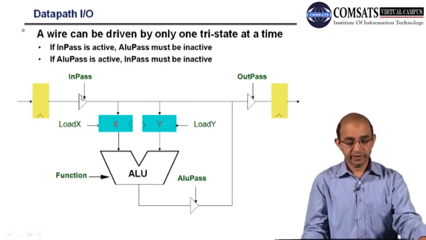Whenever this is active, we have data available and this is connected, so this storage element can float its data over this line. If this is activated, it means the data from the ALU can be floated over here, or it can be passed, or it can be laid down over this line.